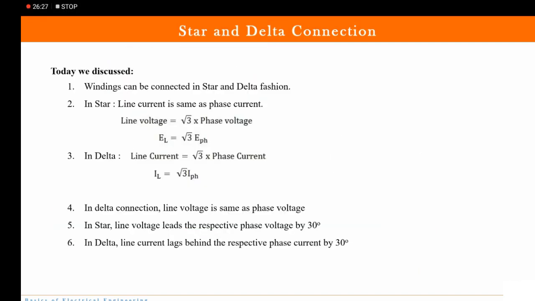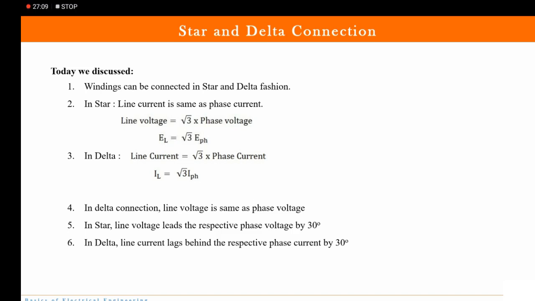Okay. Now let us conclude today's lecture. So what did we learn? In fact, I would be concluding the star and delta connection together. So we saw that the windings can be connected in two fashions, star connection and delta connection. Then in star connection, line current and phase currents are same, but line voltage and phase voltage are not same. So they share this relation that the line voltage is √3 times the phase voltage. Whereas in delta connection, line voltage is same as phase voltage, but line current is √3 times phase current.